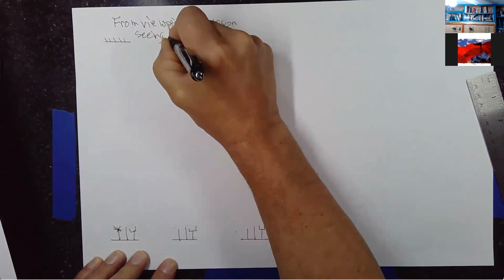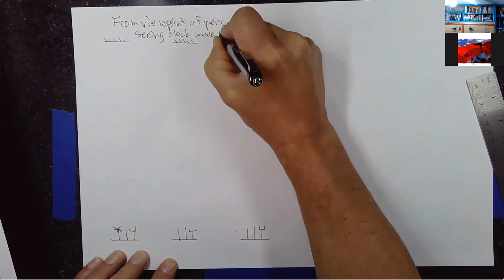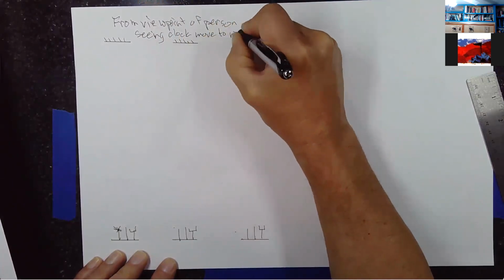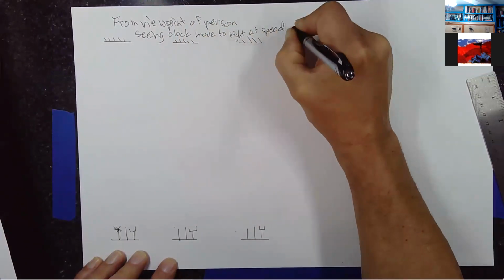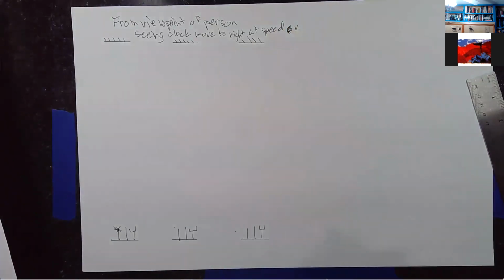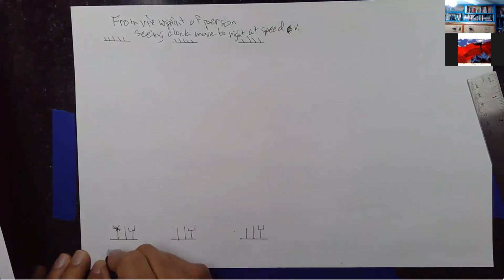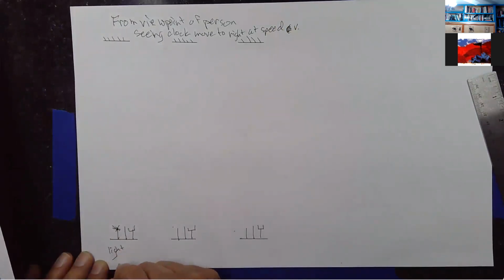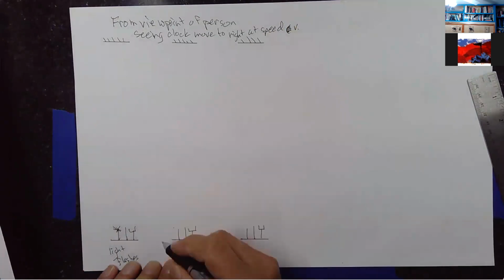From this viewpoint, we're seeing the clock move to the right at speed v. C is the speed of light, and we're going to find out that things can't go that fast except light. So the first event, the light flashes. The second event, the light is received at the mirror.